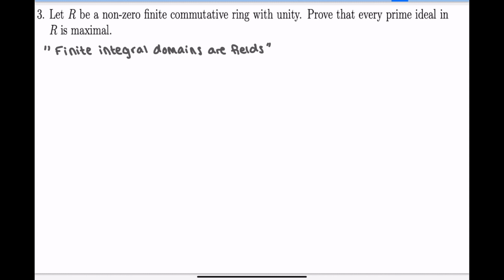I'll show the proof of this statement at the end, but let's see how we can solve this problem just using this fact. So, something to keep in mind: finite integral domains are fields. Okay, we have a ring R with these conditions. Prove every prime ideal in R is maximal. So let's do it. Proof. Let P be a prime ideal in R. Then R mod P is an integral domain.